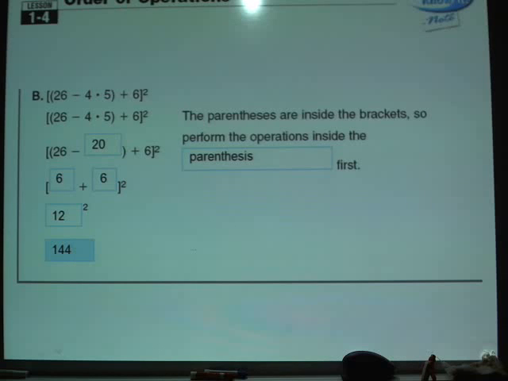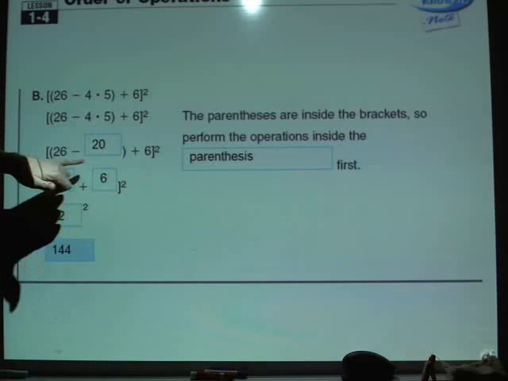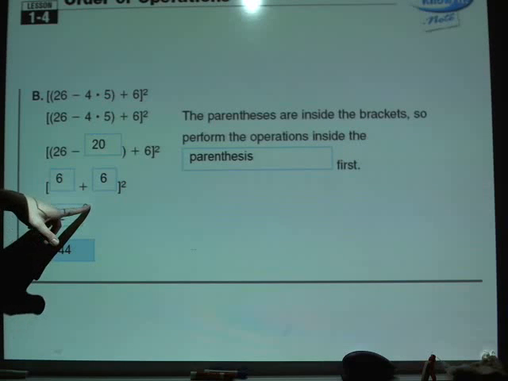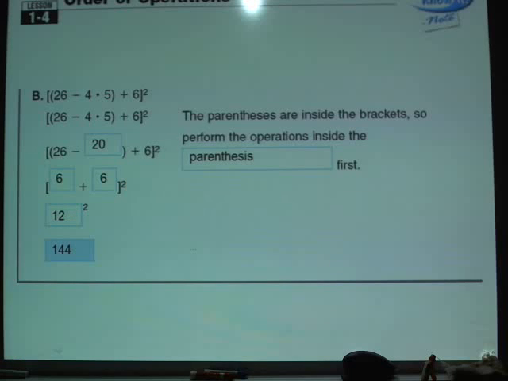Now what I'm going to do is take care of the exponent. Notice the exponent was not inside the brackets up here. That's why I have not yet been able to touch it, because remember, I've been doing all the work that's things inside the parentheses. So I've got 12, and I'm going to square it. Remember, 12 squared is the same as 12 times 12. I'm using 12 in a multiplication problem 2 times. 12 times 12 changes into 144.